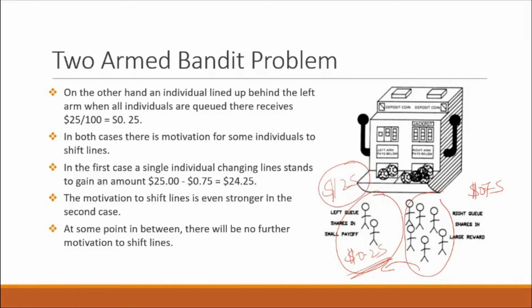So he will get an effective increment, an effective increase in his revenue, or in his payoff, of $24.25, because $25 he will be getting, and he is losing only 0.75. So the effective increment will be 24.25. So there is a chance of people jumping from here to here. If all the 100 are here, then out of this 100, some people will be jumping from this position to this position.